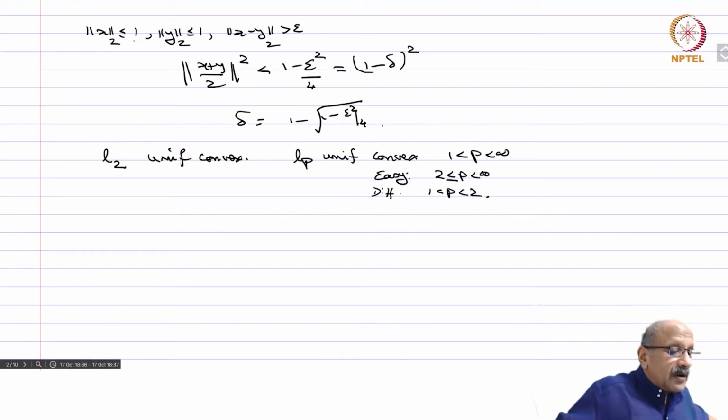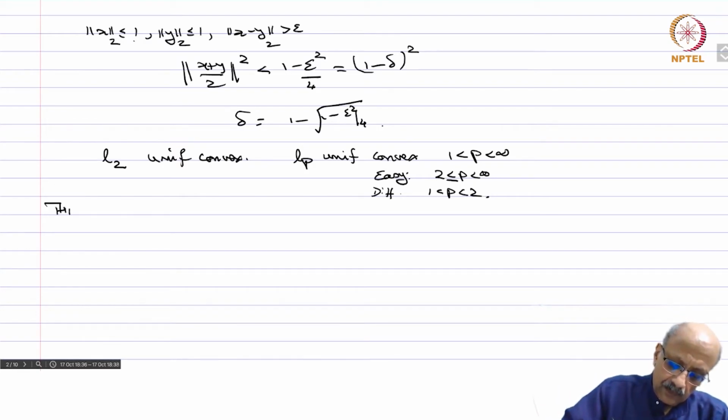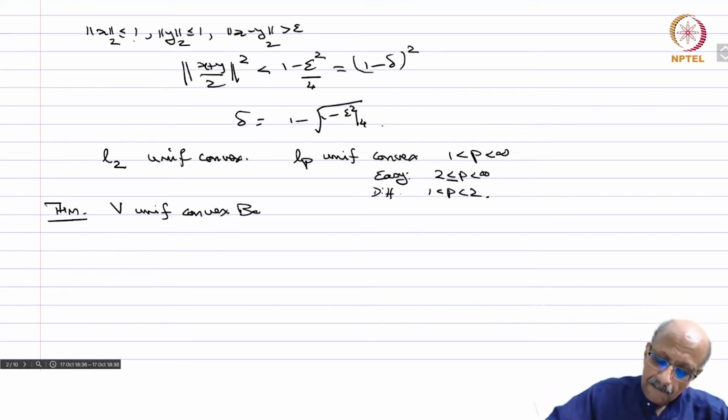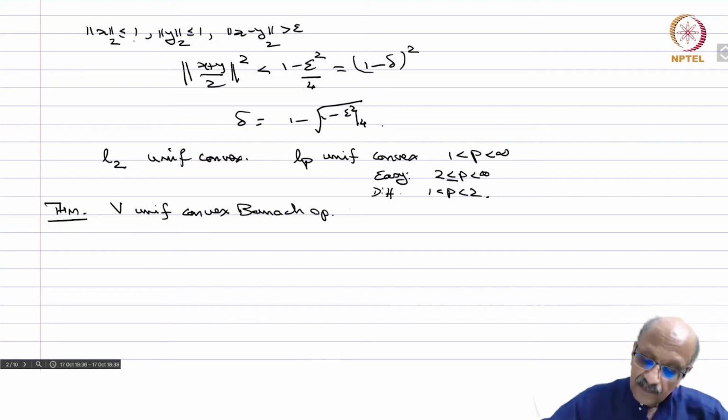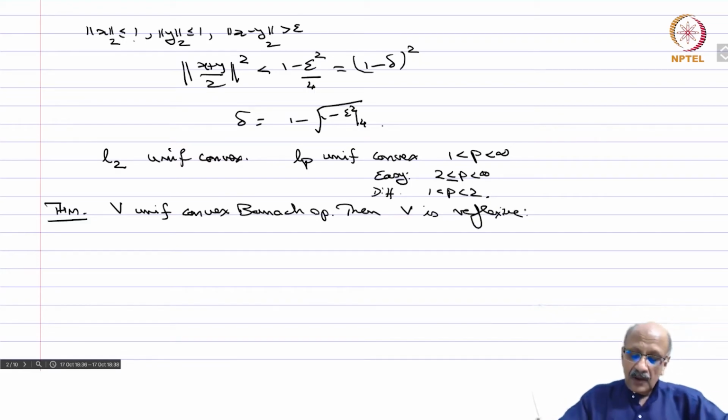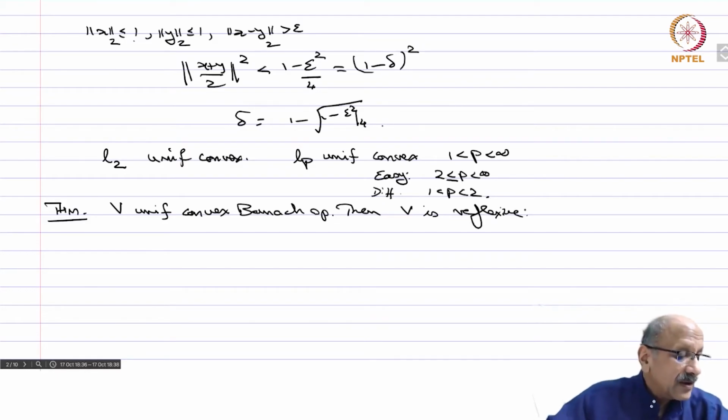Now the important theorem, why are we concerned about uniformly convex spaces? So theorem, this is the major theorem here. If V is a uniformly convex Banach space, then V is reflexive. So you see the geometry of the norm tells you when the space is reflexive.